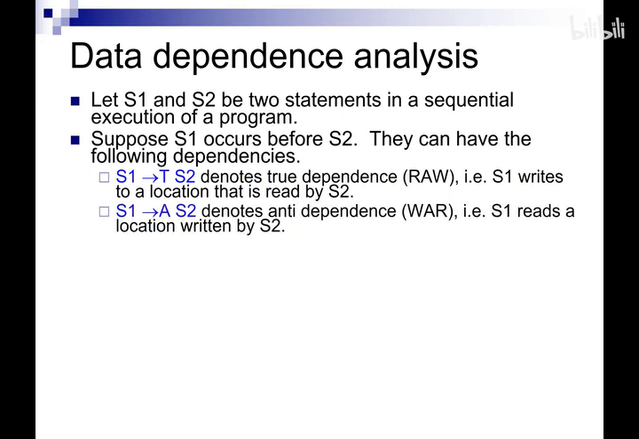Another type of dependence is called anti-dependence, or WAR, which stands for write after read. This is where S1 reads a location, and then later on it's written by S2. This is different from read after write, where you first write to a location and then later S2 reads from that location. Here, for the anti-dependence, you first read the location, and then somebody else, S2, writes to it later. But in this case, again, you have to make sure that S1 executes before S2.